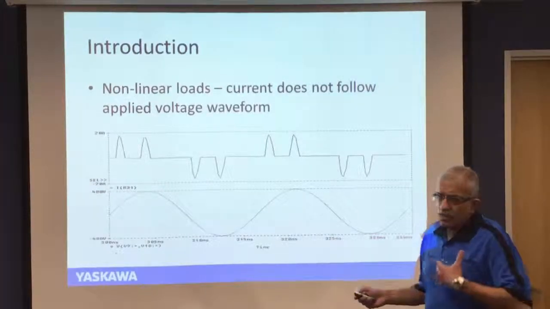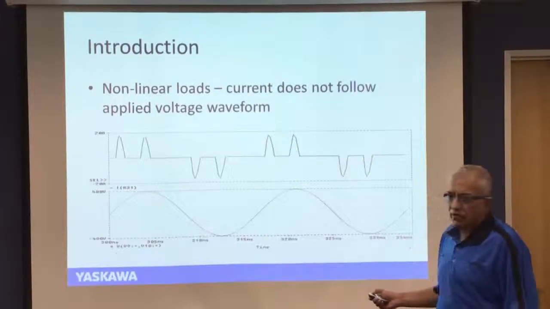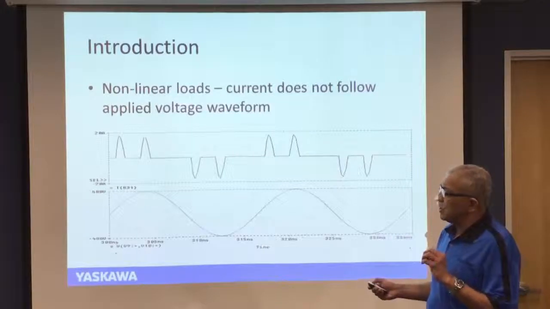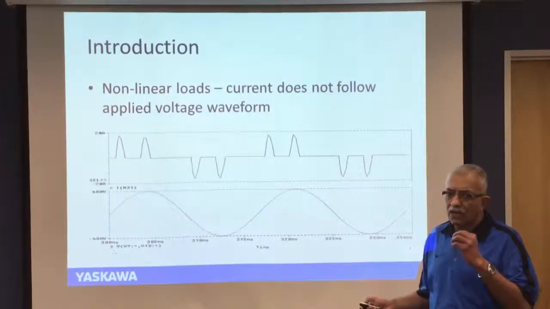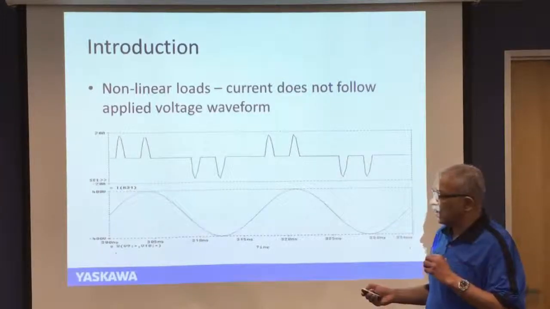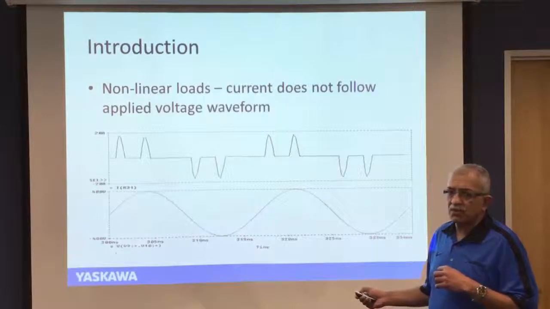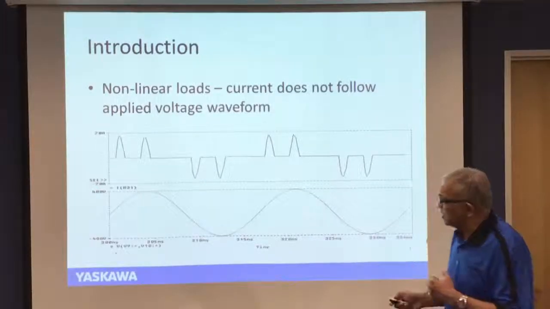In general, we can say that this waveform does not follow the voltage waveform. And such systems wherein the current does not follow the voltage, we call such systems to have a nonlinear relationship. The current has a nonlinear relationship with the voltage, and so these systems are called nonlinear systems. And what is the issue with the nonlinear system?